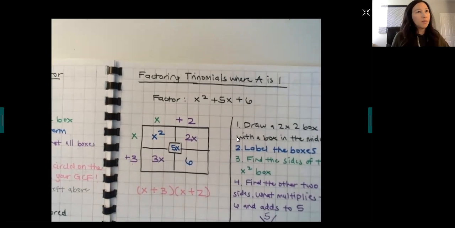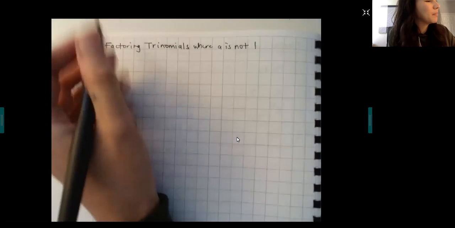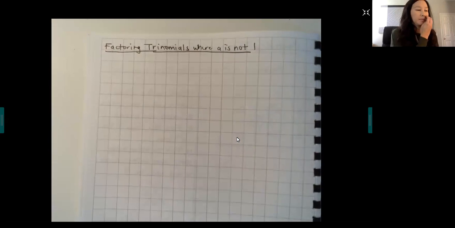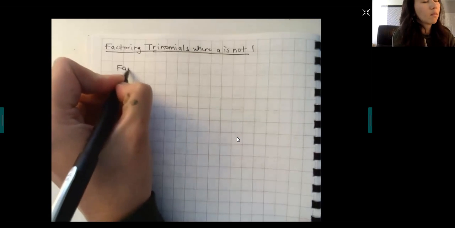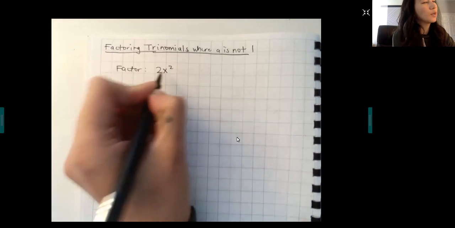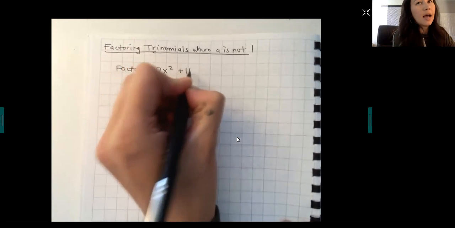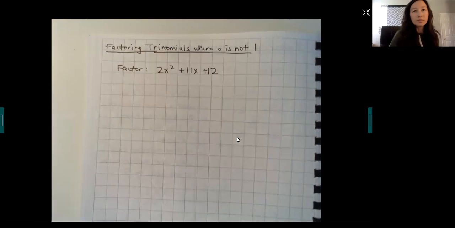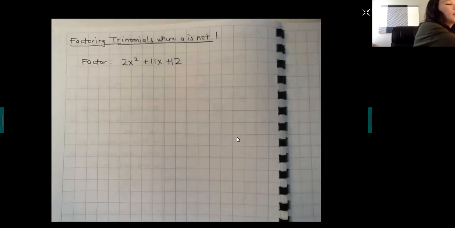So this week it's going to be a little bit more involved, but it's still the same. You just have to think a little bit more. So now see we have 2x squared, and you're going to see how that changes how we do our factoring.